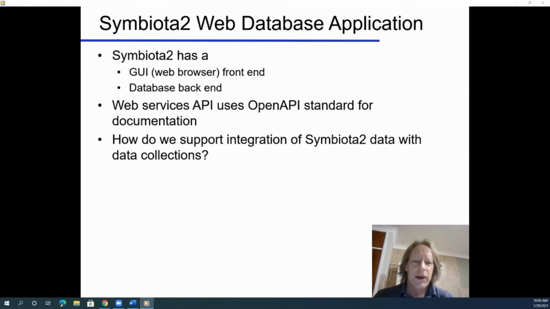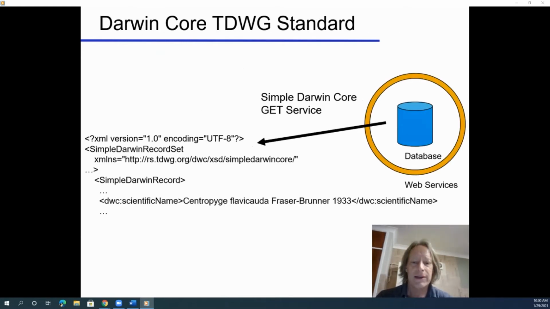But thinking more broadly, how can this scientific name value within a particular Symbiota 2 database be connected to the larger body of information that's out there in the world? So how do we integrate Symbiota 2 with other data collections? Well, the first kind of connection we can make with other data collections is that we can export Symbiota 2 data in Darwin Core format.